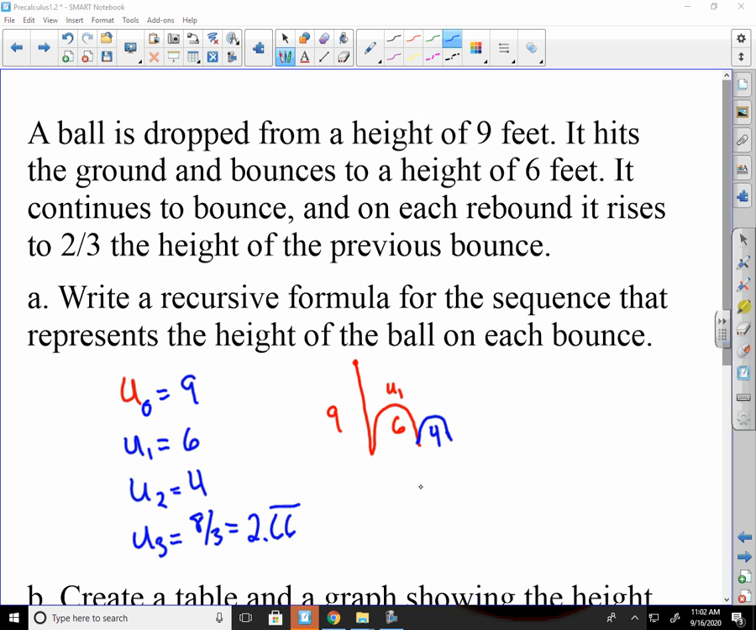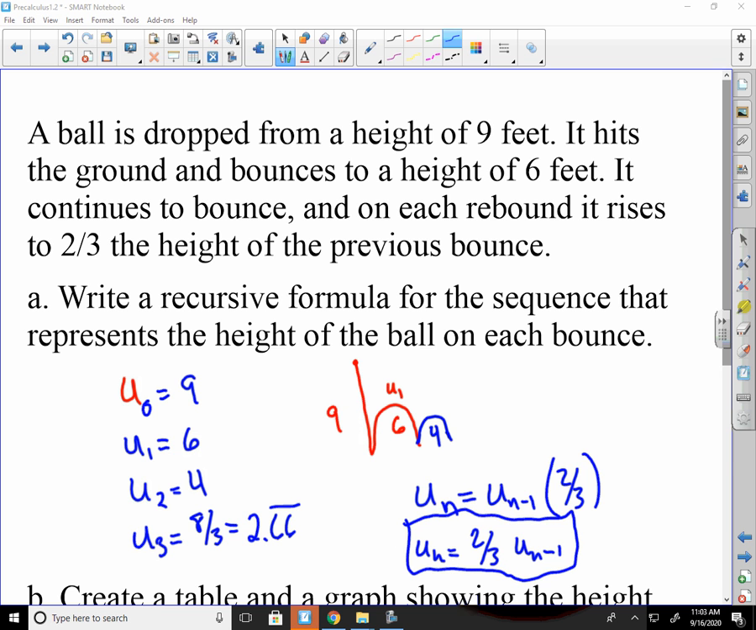And I can keep going with this. But by now we should have our sequence. So if I write the recursive formula, it's u sub n equals u sub n minus 1 times 2/3. Or I could just do u sub n equals 2/3 of u sub n minus 1. So that this is our formula for the height of the ball.